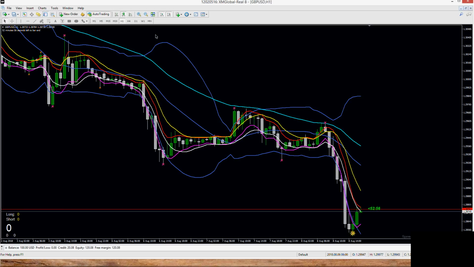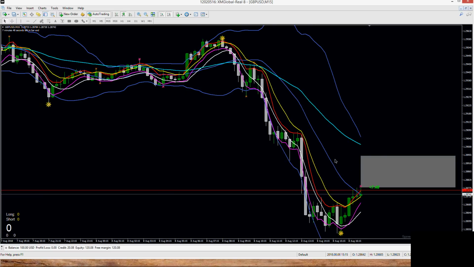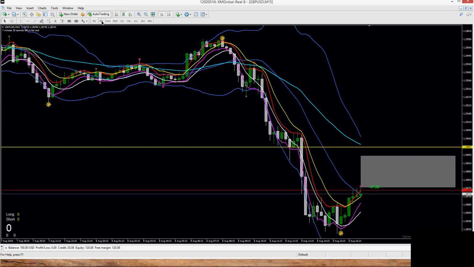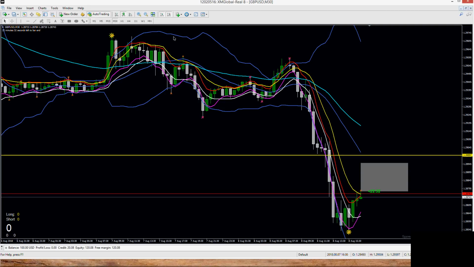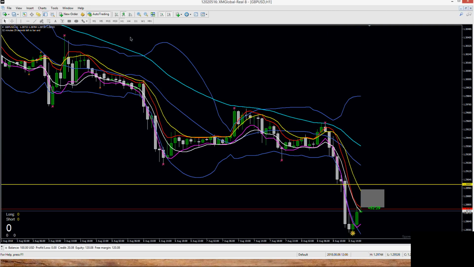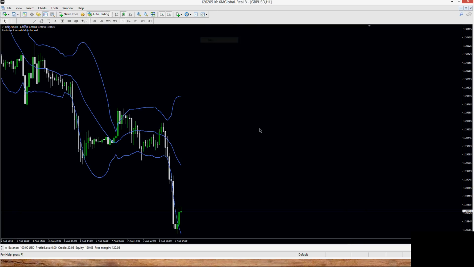Okay, so just a quick one. We have a potential re-entry here at GU. Let's just check. All right. Okay. So let's just wait for that. In the meantime, let's talk about the Bollinger Bands.